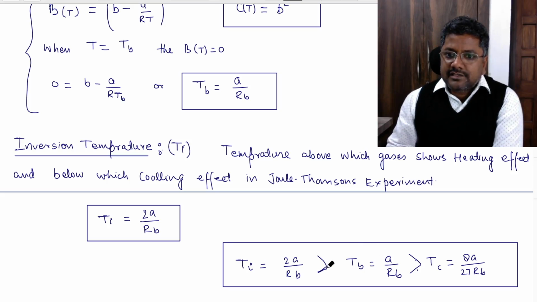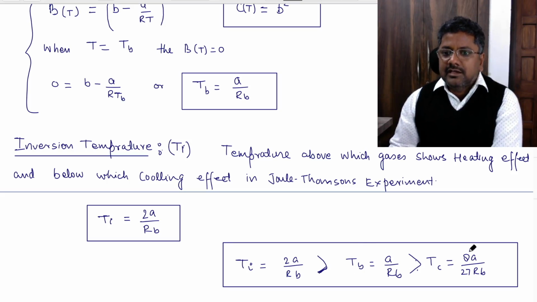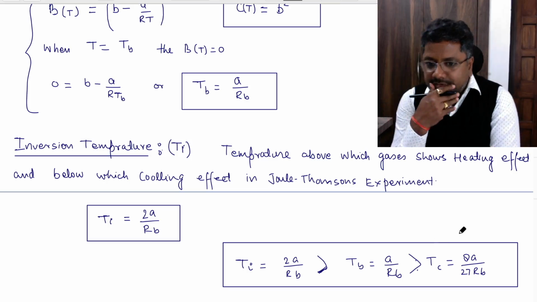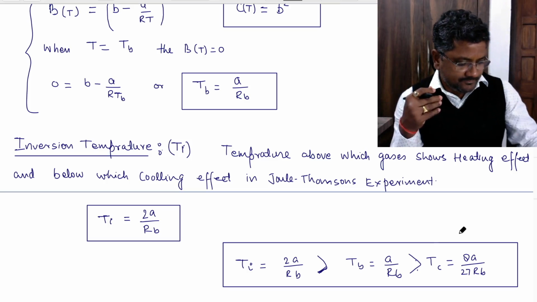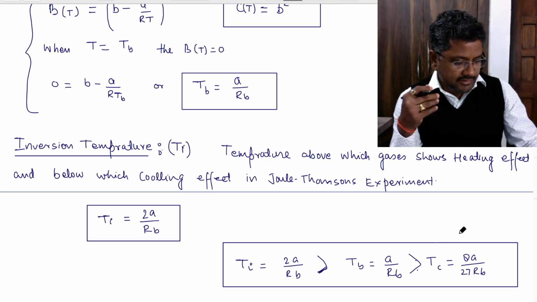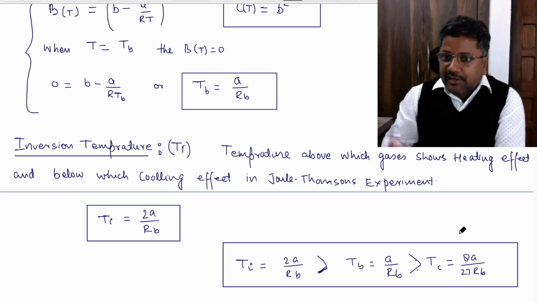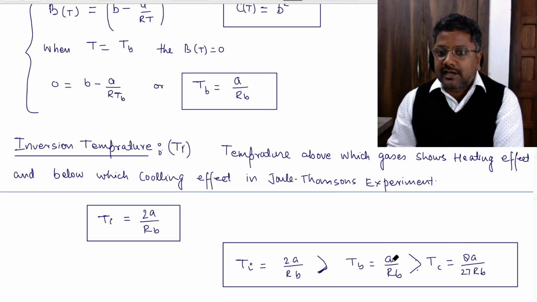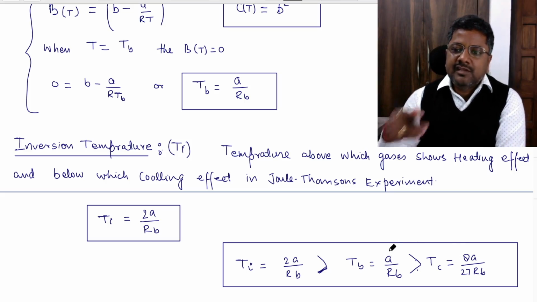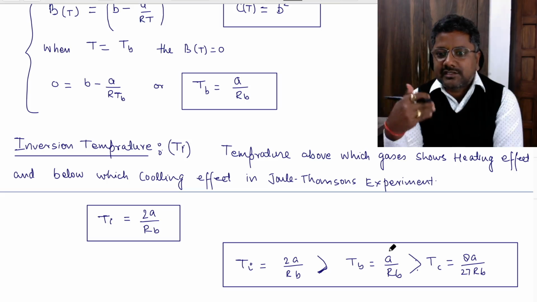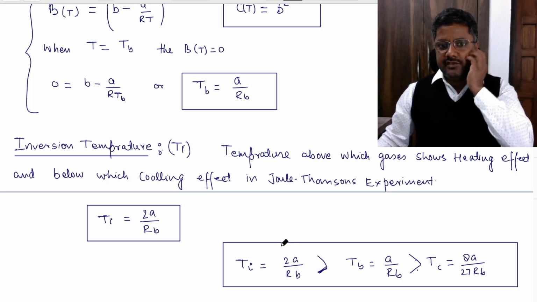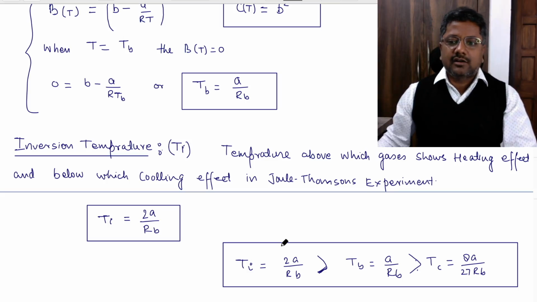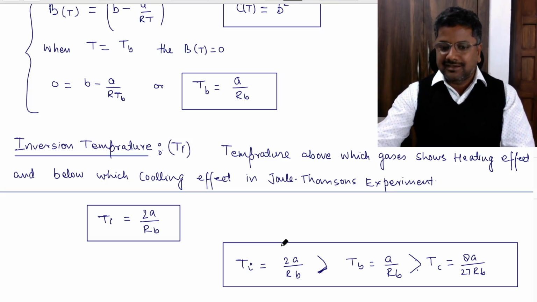This means gases behave ideally at a temperature slightly higher than the critical temperature. Because what was the value? This is 0.29 a/Rb, and this is a/Rb, so this value is larger. So at a slightly higher temperature than the critical temperature, gases behave ideally. So these are the different terms used to explain the properties or behavior of real gases, right?